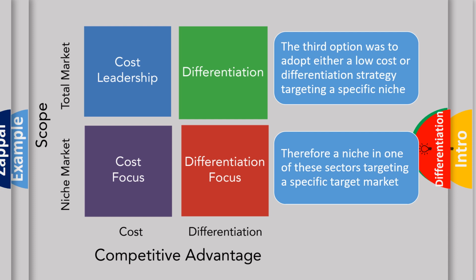So the third option was to adopt either one of these, but targeting a specific niche within that market segment. So if it's a cost leadership approach, you target a specific niche within that price sensitive marketplace. If you're adopting a differentiation approach, well, how else are you going to be different? How else are you going to differentiate yourself to a specific target market within that sector?